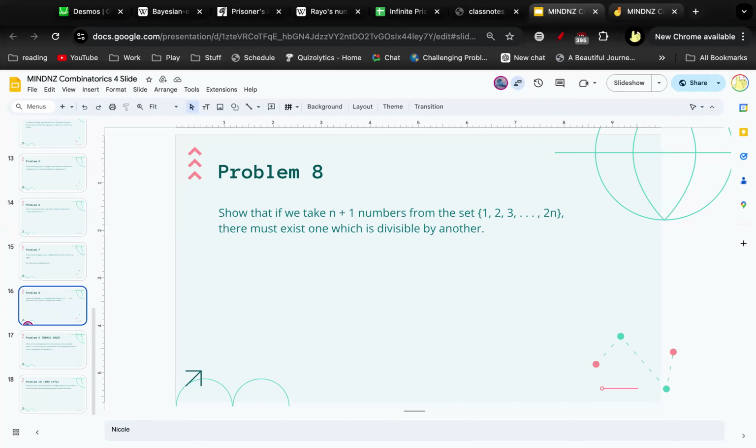Okay, cool. So guys, what do you think the answer is here? This one's actually quite hard. I think this one's quite tricky, in my opinion. Yeah, in my opinion, it's tricky.